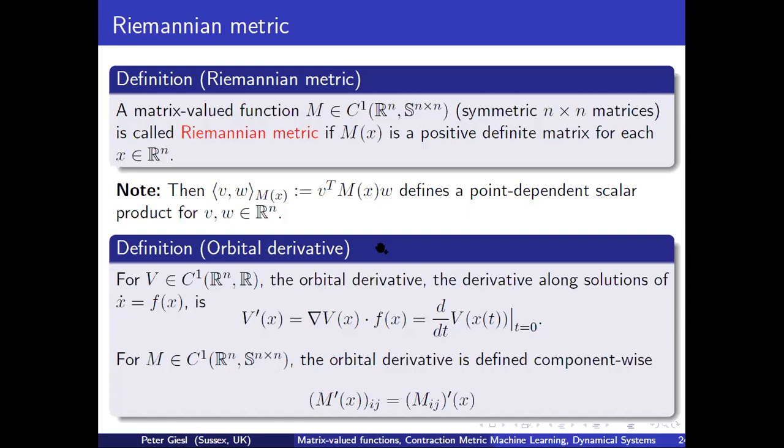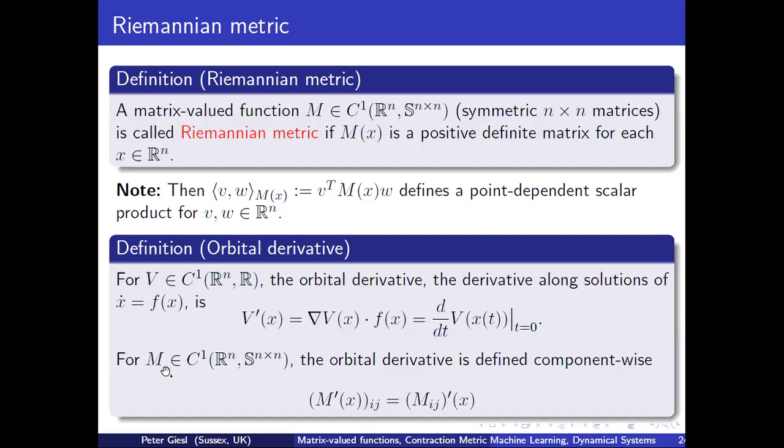So we define the orbital derivative. Now, for a scalar-valued function, the orbital derivative is just the derivative of this function along solutions of our differential equation. So you can see this here. It's v along a solution x of t of our differential equation. What's the time derivative? Using the chain rule, we can see that that's the gradient of v times x dot, and x dot is f. And that's our definition of the orbital derivative, which I will denote by a dash.